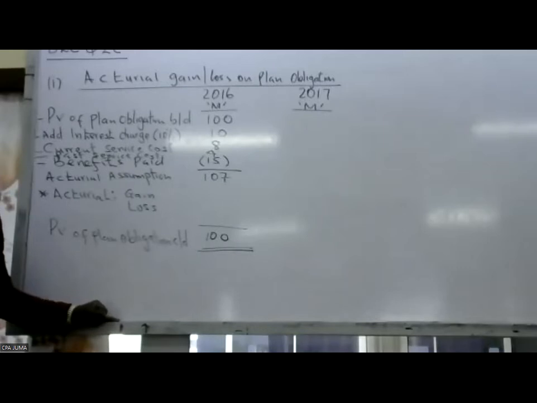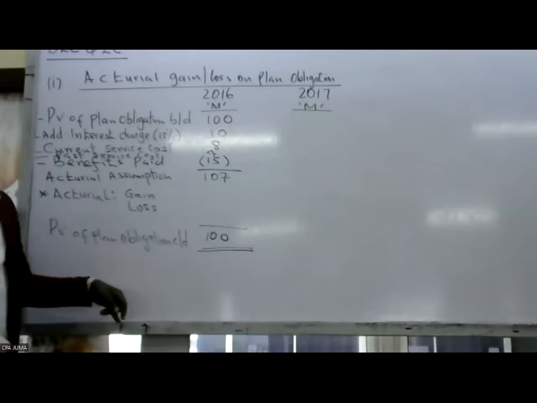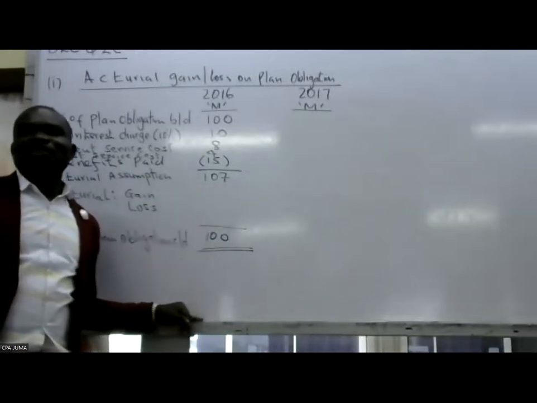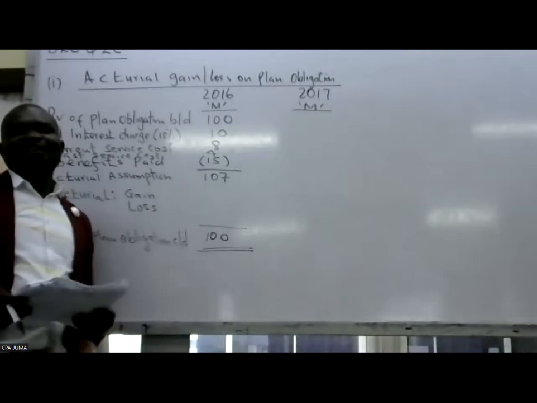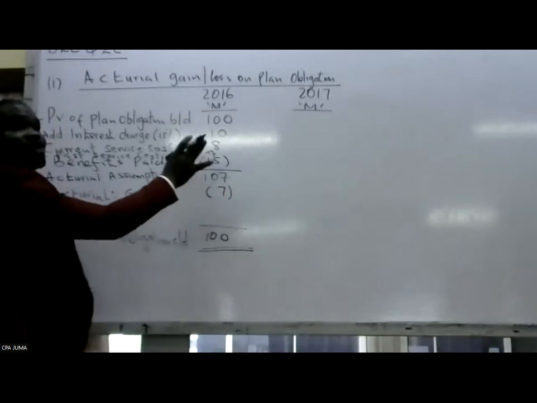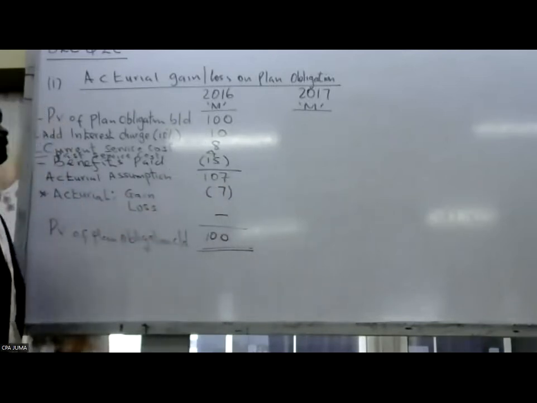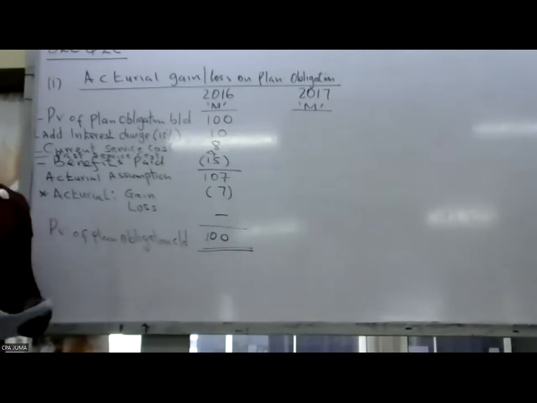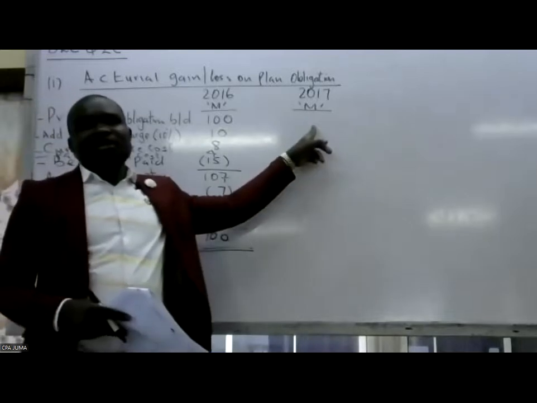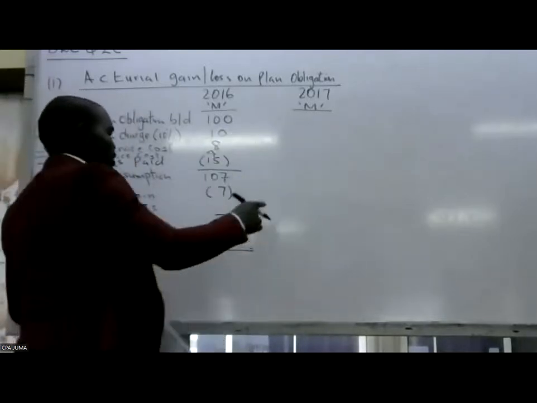If you are told you are going to pay exam fees, paying is an obligation. Then you are told you will pay 107. When you get to the counter you are told no, it is 100. You have gained. So we have gained how much? We have gained 7. So the gain should reduce the obligation. Then the closing in 2016 becomes the opening in 2017. So take it there.